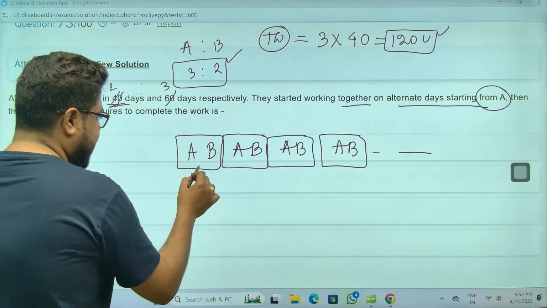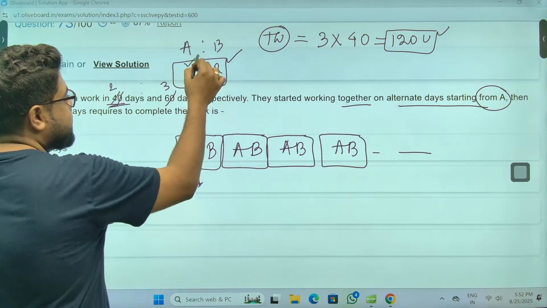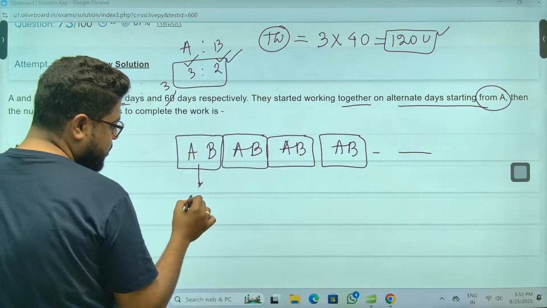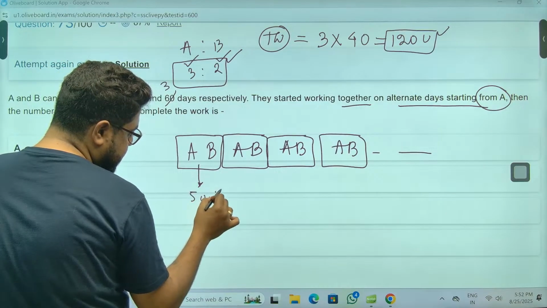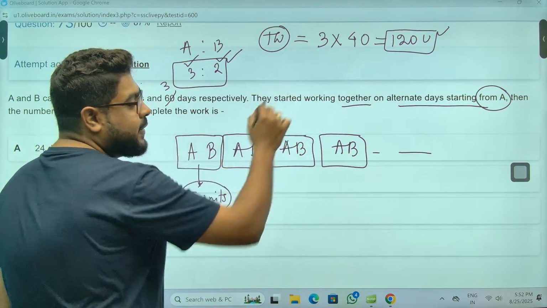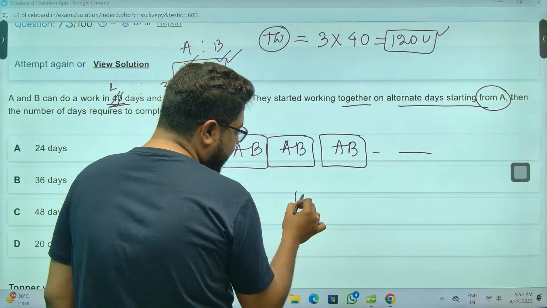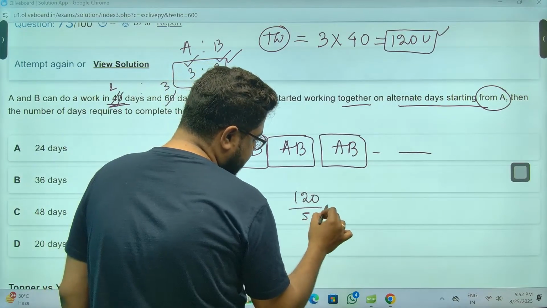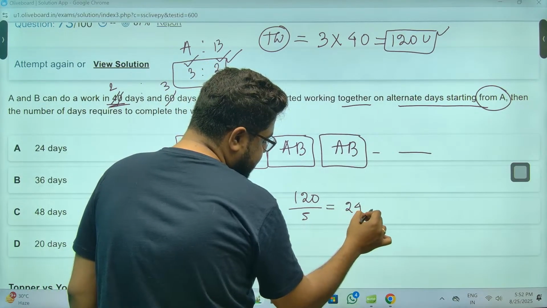So every packet, how much work is being done? A is doing 3 units, B is doing 2 units. So total 5 units. Total 120 units need to be done. So how many such packets? 120 by 5, 24 packets.